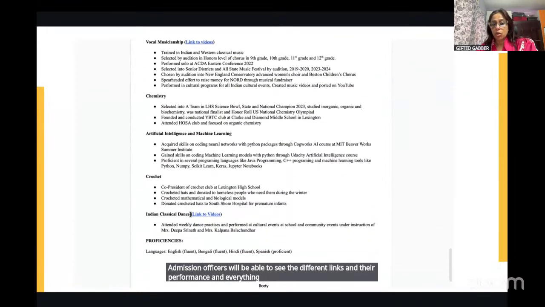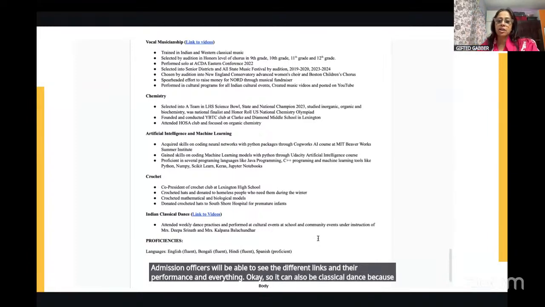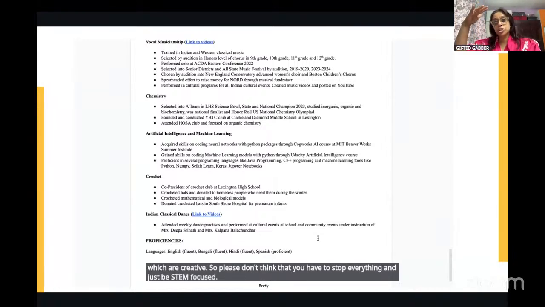So it can also be classical dance, because that's the right brain. They are looking for activities that students have done which are creative. So please don't think that you have to stop everything and just be STEM focused. The colleges look for that.